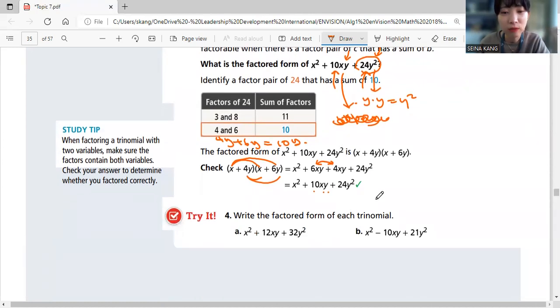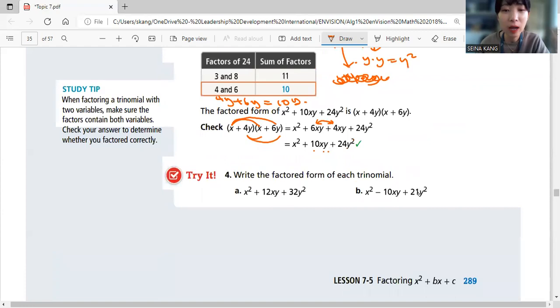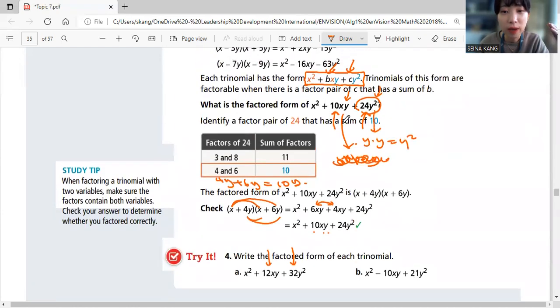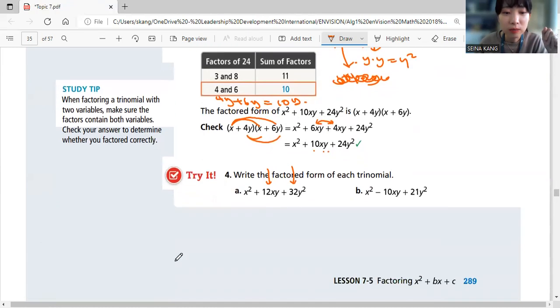All right, let's look at try number 4A and B. Try to figure out the factored form of the trinomial using the coefficients, okay? If they're in the form of x² plus bxy plus cy squared, then you can do the same thing where you could just identify the coefficients and figure out what multiplies to C and adds up to B, okay? Pause the video and come back when you're ready for answers.